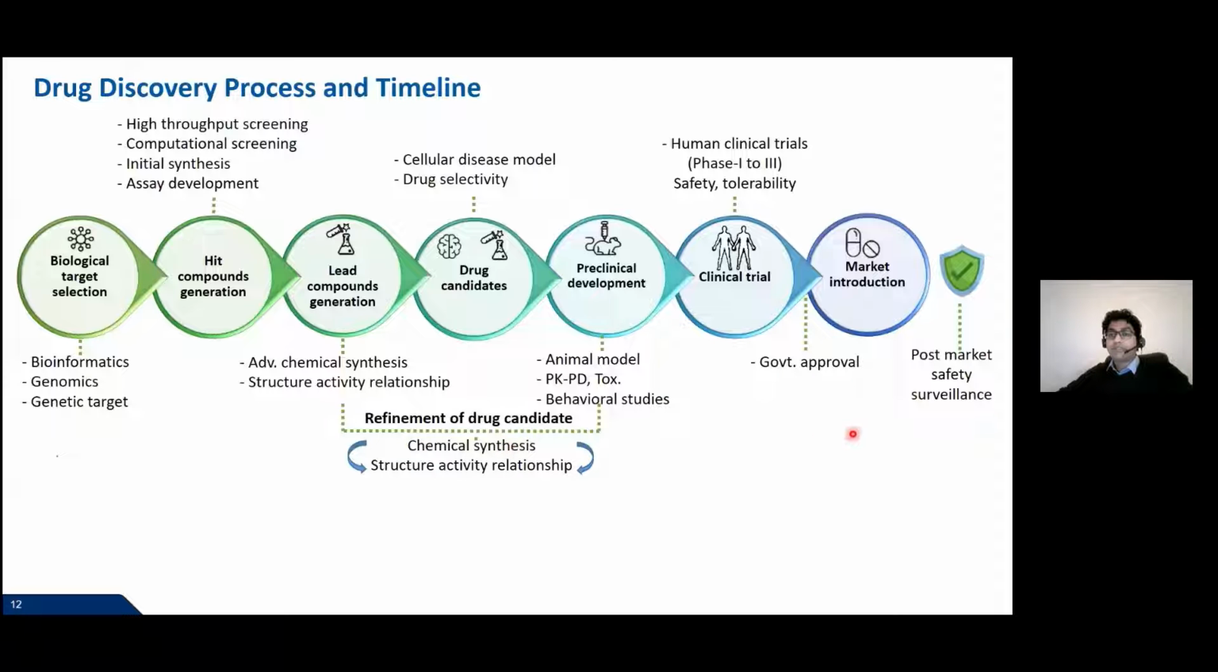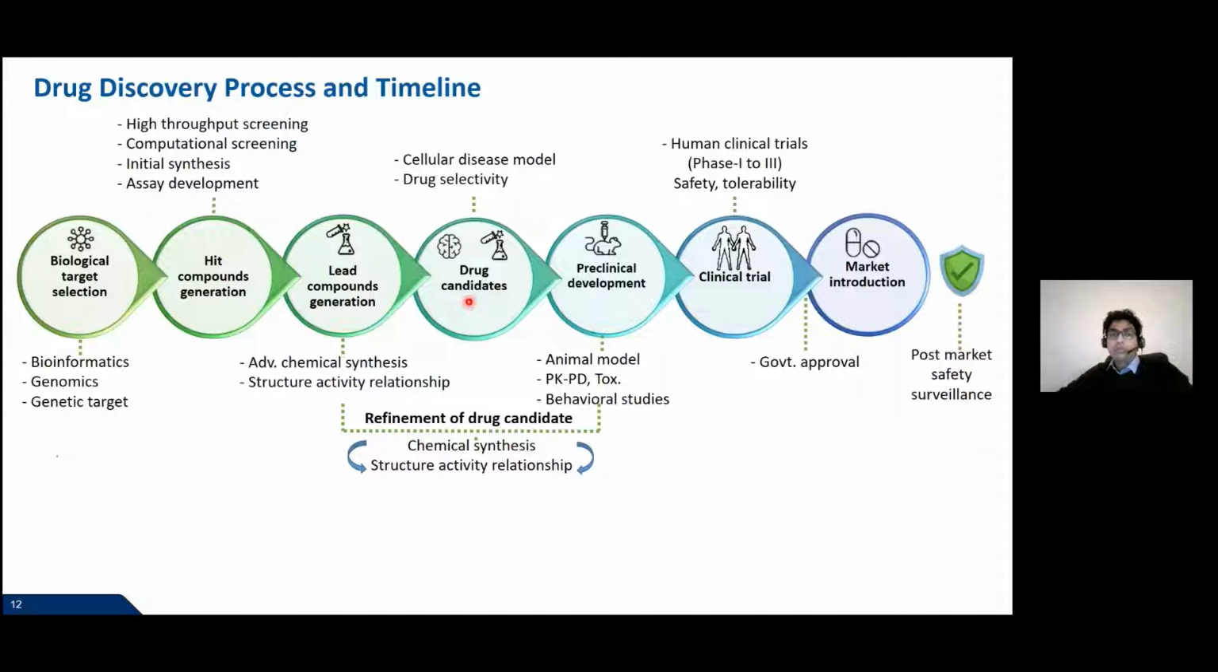There are several examples of this, where the company spent like 10 years developing a drug, but even after marketing, we found that they are not good enough. So they have to bring them back from the market. Then I hope that I covered how the drug discovery process works.